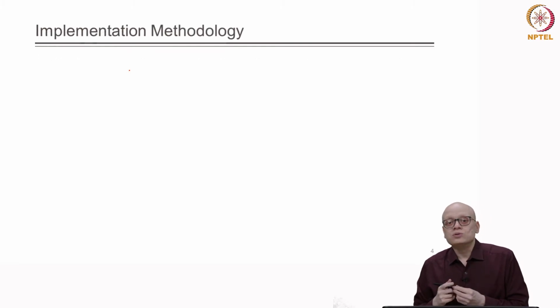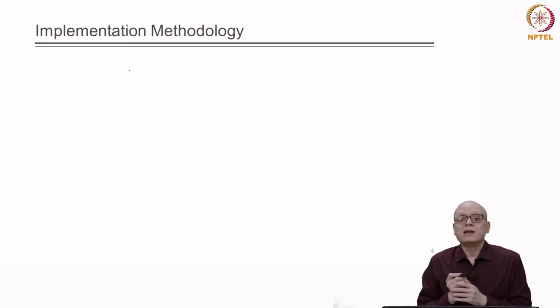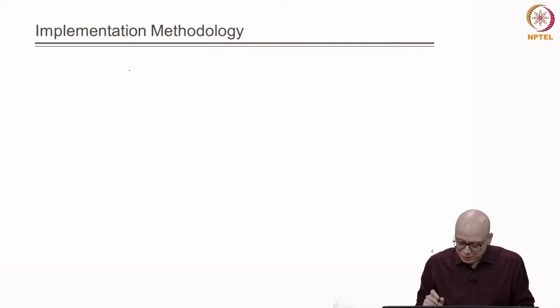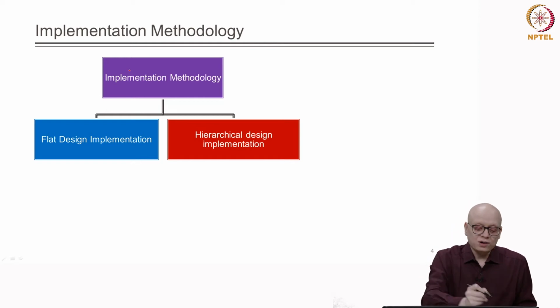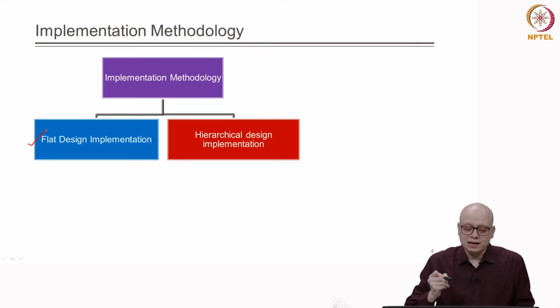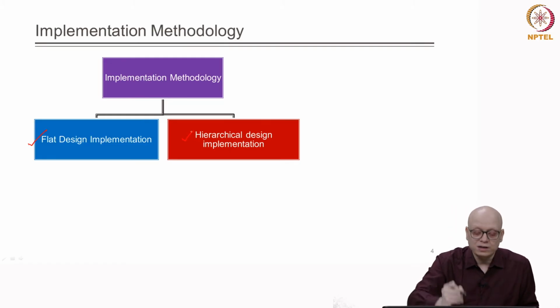Now, let us look into how chip planning is done. Chip planning depends a lot on our implementation methodology, like how we want to proceed with doing the physical design for our chip. Physical design implementation methodologies are of two types. The first one is flat design implementation and the second type is hierarchical design implementation.